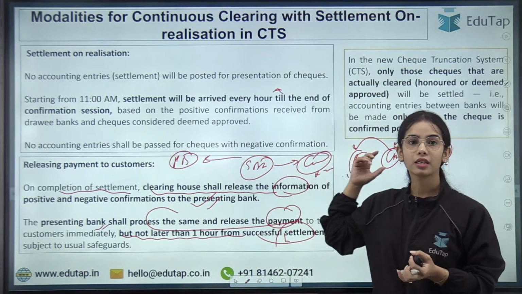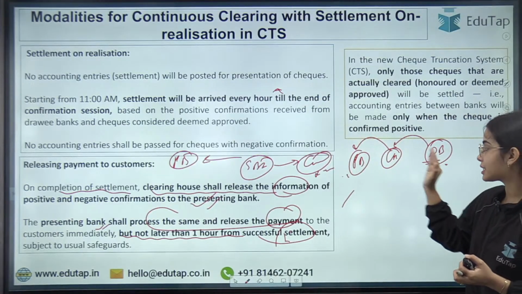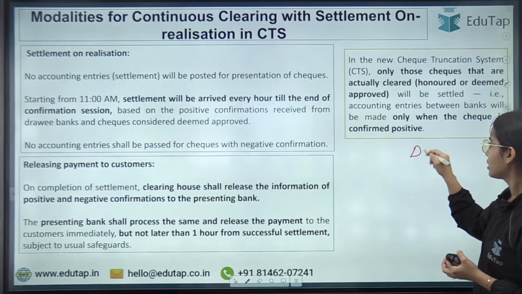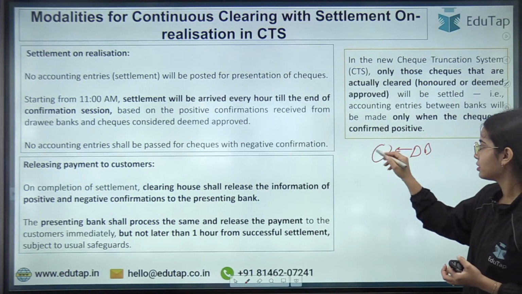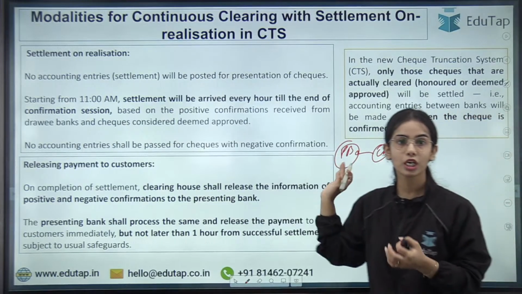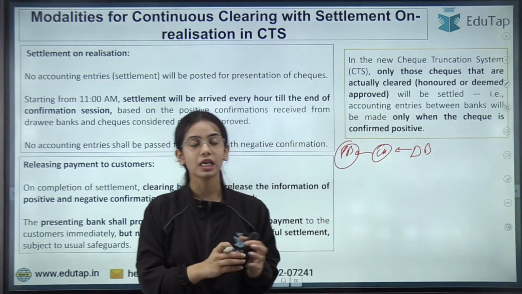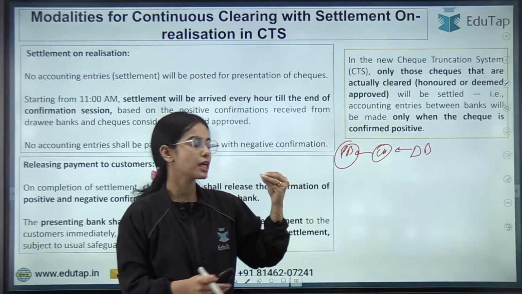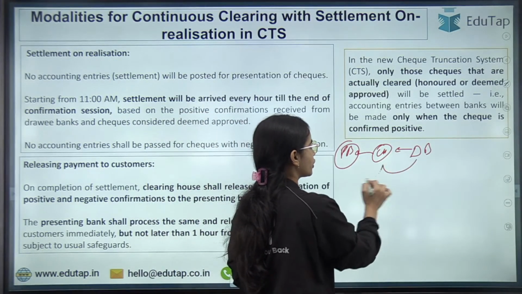So basically, when the drawee bank is giving the money, the drawee bank has to settle the money and transfer it to the presenting bank through the clearing house. The settlement should happen for the positive confirmed checks or the honored checks. The drawee bank has to transfer the money to the presenting bank.